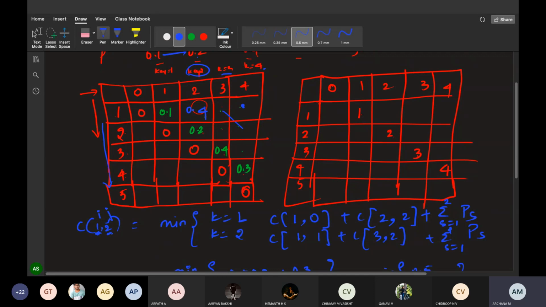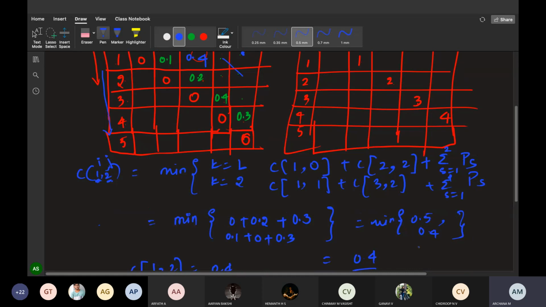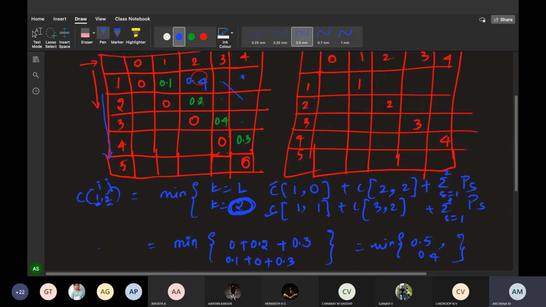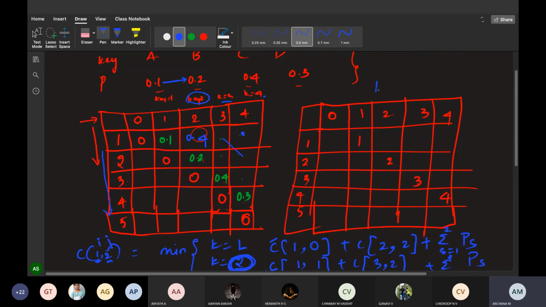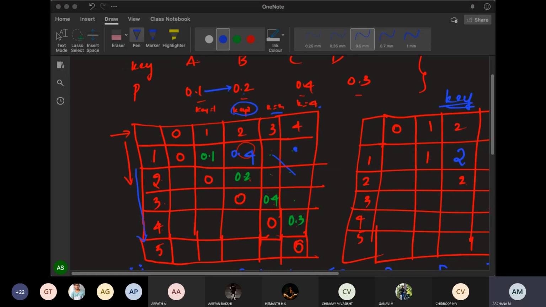Now look here, this is 0.4. In this, from where did you get the minimum? Which one is minimum? 0.4 is minimum. So what is the key value of that? Key value is 2. From this we got 0.4, not from the other, right? So the key value is 2. That is very, very important. This value you should fill here in this box. This is the key box. So what is the value I should fill here? 2. Understood? This is how the values and the key values are noted down and we have to fill those values.